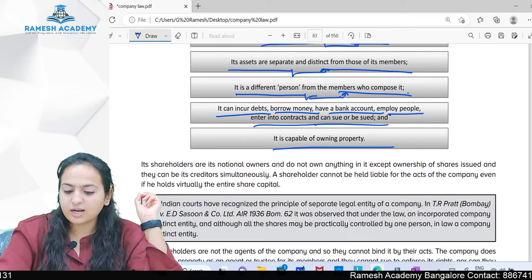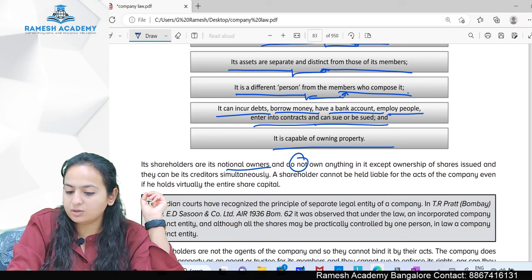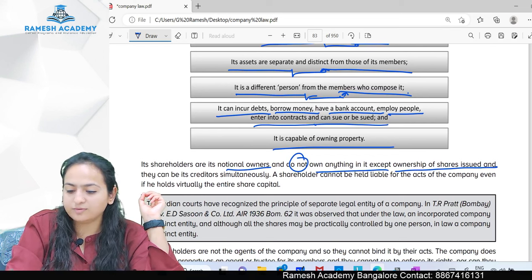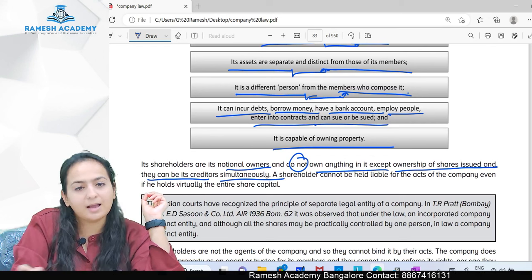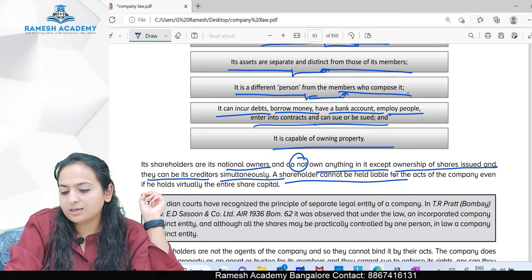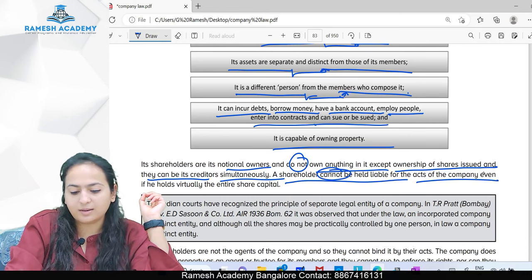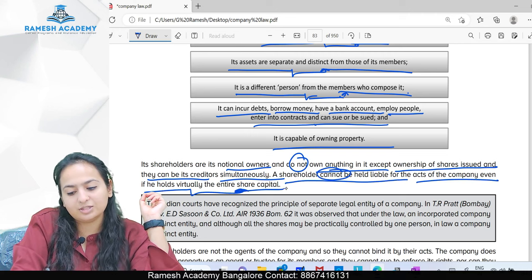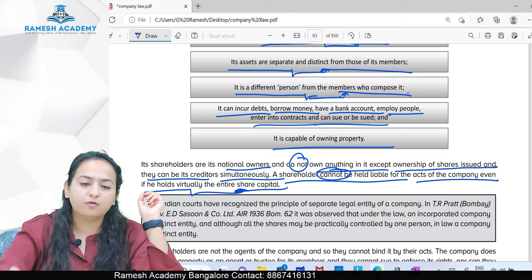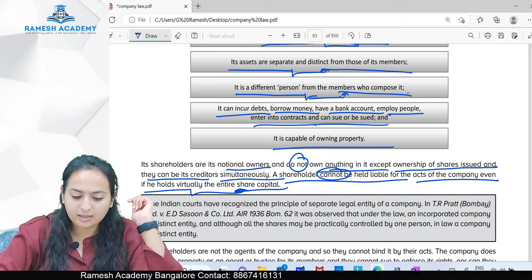Its shareholders are the notional owners and do not own anything except ownership of shares issued, and they may be its creditors simultaneously. A shareholder cannot be held liable for the acts of the company even if it holds virtually the entire share capital. They are not liable for what? The acts of the company.